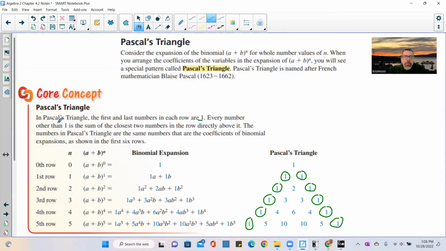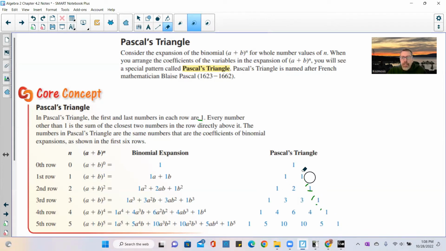Every number other than 1 is the sum of the closest two numbers in the row directly above it. Let me explain what that means. You have all these 1s going down the outside. To create a Pascal's triangle, the number in the middle is the sum of the two above on each side. So 1 plus 1 is 2. Basically, what you're doing is putting plus signs here and here. 1 plus 2, 3. 2 plus 1, 3. The 1 isn't being added, so the outside line comes down. 1, the sum of these two, the sum of these two, finish with 1.